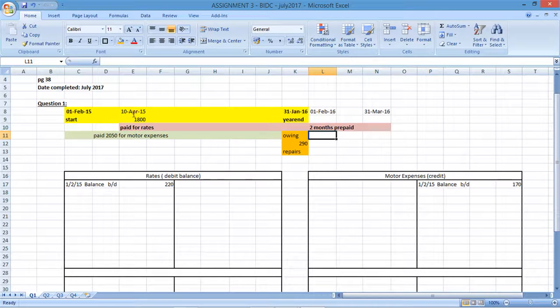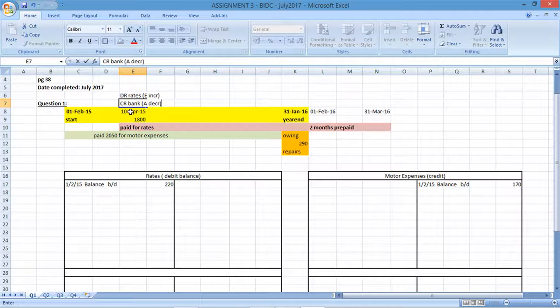That's what we've got, and obviously we've incurred that expense in the past. So our expense is actually too high, so we need to provide for an adjustment. When looking at the actual payment of the expense, I would have debited the expense, so the rates expense increases, and I would have credited the bank (asset decrease).